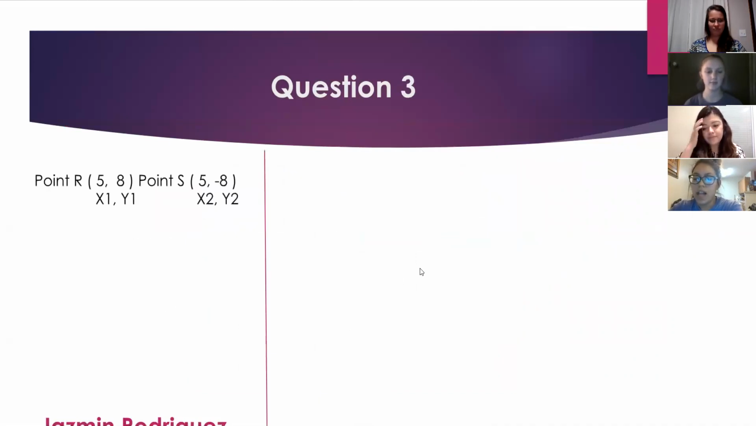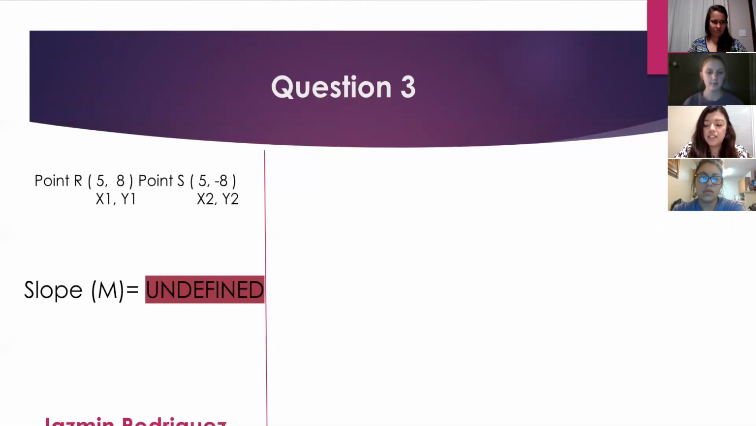Jazmin, how do we determine that this is an undefined slope? Cici, the first way we can check is through our given points. If we look, we have point R, which is 5, 8, and we have point S, which is 5, -8. And we see that our x value is the same for both coordinate points, which is 5. And this means that we will get a vertical line when we graph it. A vertical line means it runs up and down our axis.